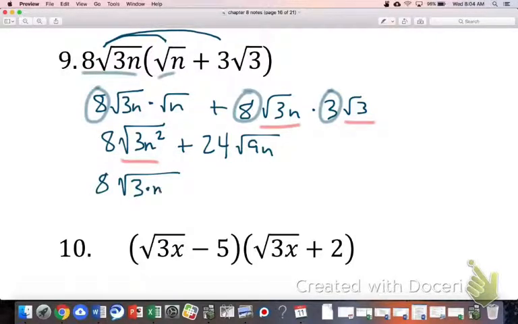The prime factors of n squared would be n times n. And while we're at it, why don't I just do this other one here too? The prime factors of 9 would be 3 times 3. So it's 72.